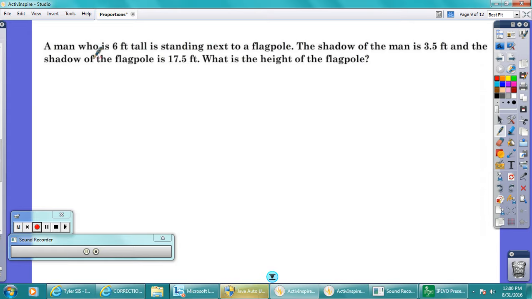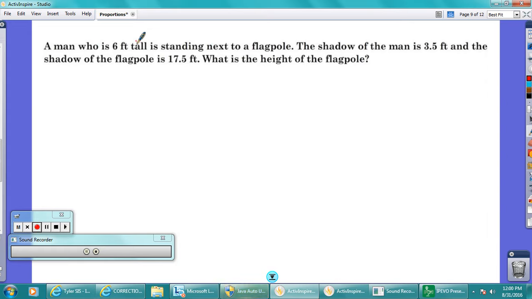All right. Now we have a 6-foot man standing next to a flagpole. So we don't have any pictures here to go by. So what I always do is I draw my pictures. So don't make fun of my drawing. Here's my flagpole, right? And let's do our flag. Yay, our flag, right? And he's standing next to the flagpole. The shadow of the man is 3.5. So here he is. Here's my stick figure of the man. Yay, he's happy.